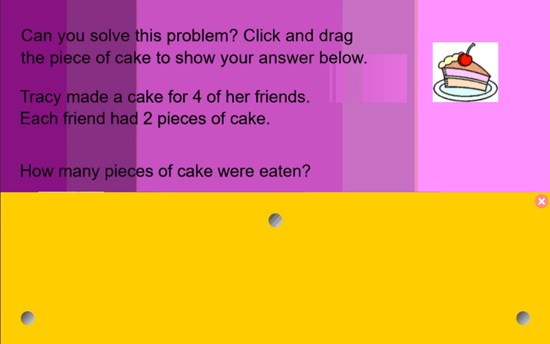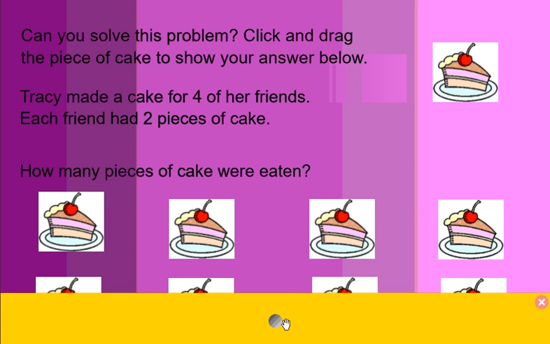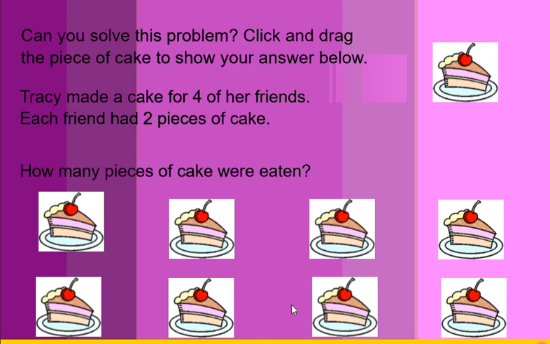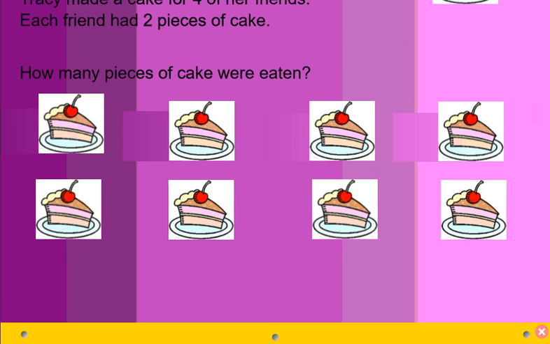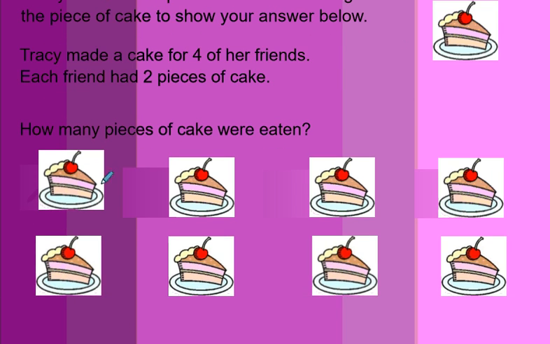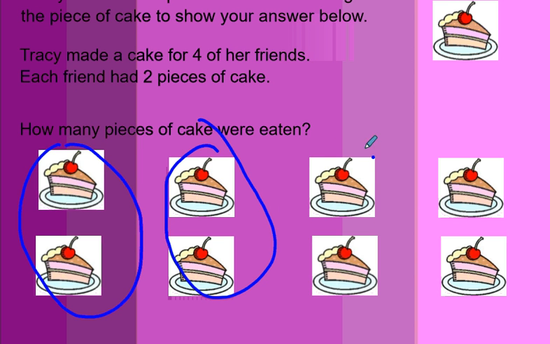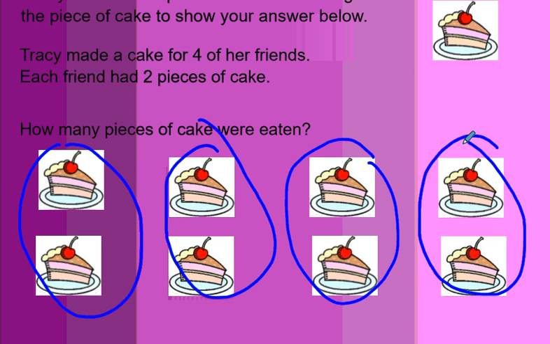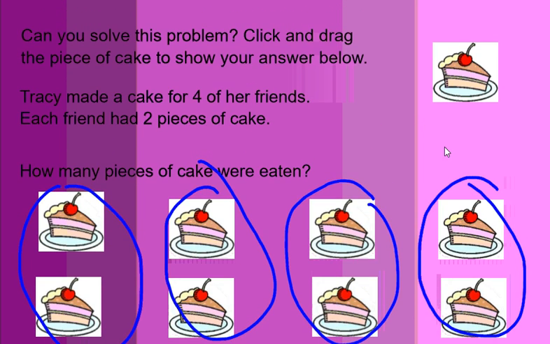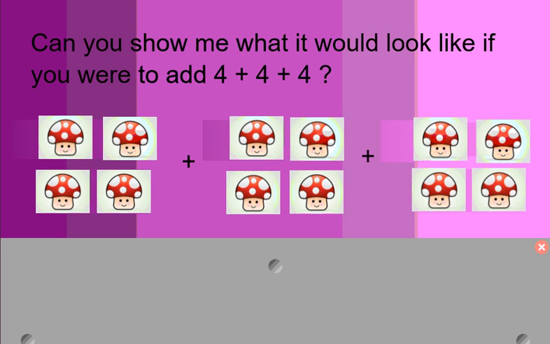Okay, so here's a problem. It says Tracy made a cake for 4 of her friends. Each friend had 2 pieces of cake. How many pieces of cake were eaten? All right, so I've already drawn the cakes here so you can see them. There's friend 1 had these 2, friend 1, friend 2, friend 3, friend 4, each had 2, so how many pieces were eaten? Yes, 8. Good job.